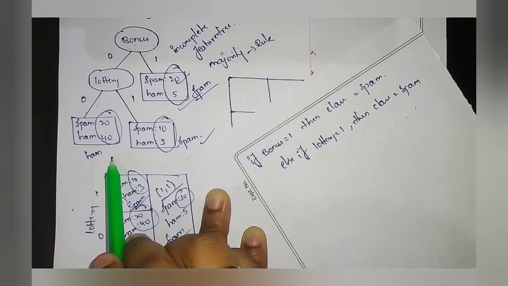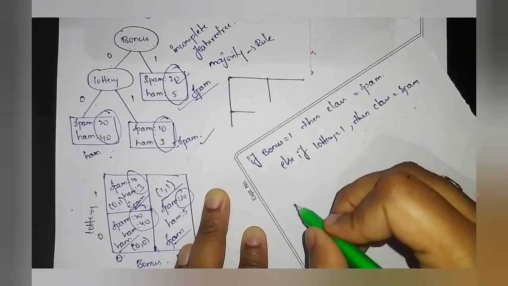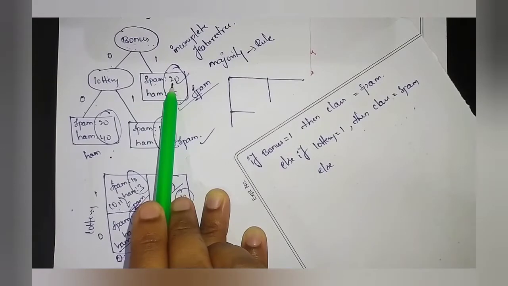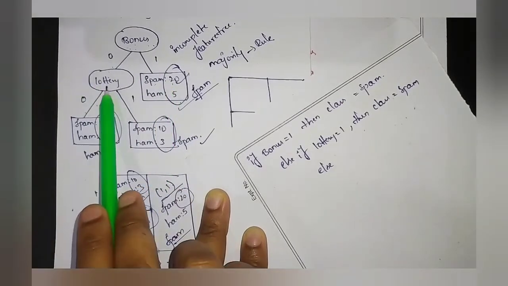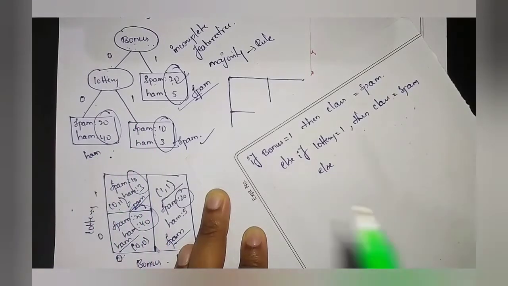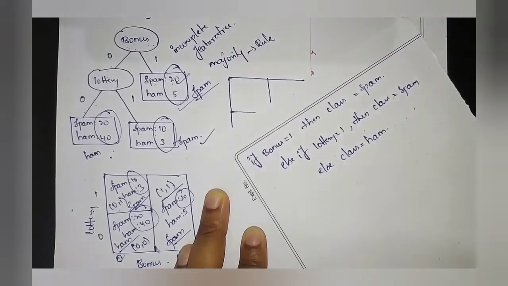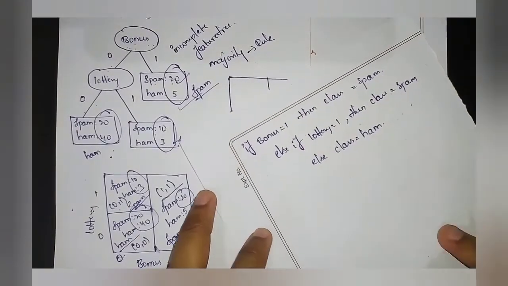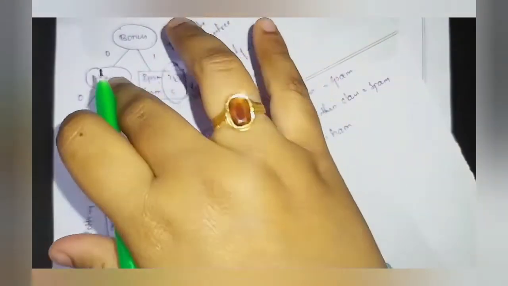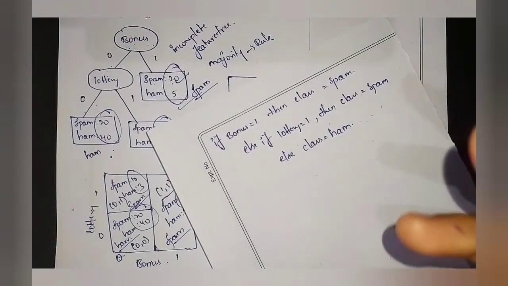Now we are left with a single thing. We have done with both the cases. Now we can simply write this as else. If bonus equal to 1, then class equal to spam. Else if lottery equal to 1, then class equal to spam. Now we are left with a single one. Now we can simply write this as else class equal to ham. Hope you guys are understanding how we'll be writing the rules. Okay. So this is how we can simply write the rules, converting the feature tree into rules. So tree learning into rule learning. This is why it makes it easier to code as well as to understand for humans.